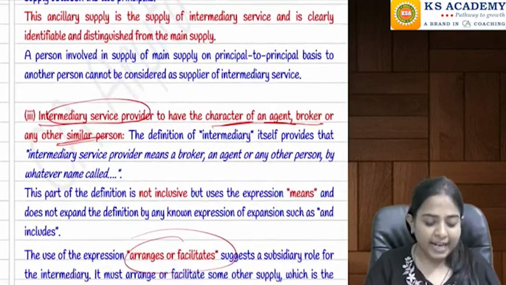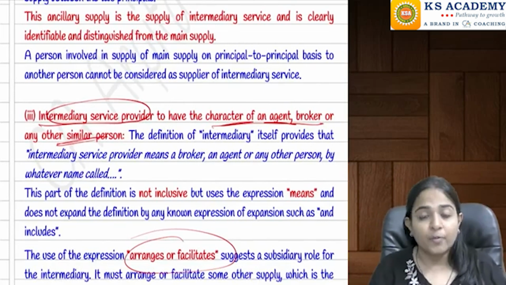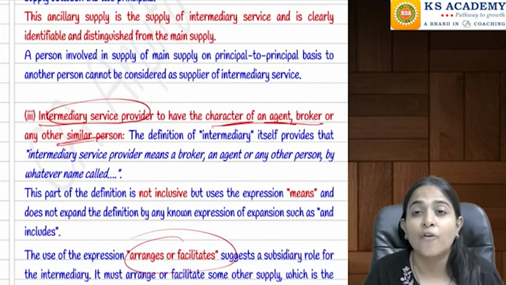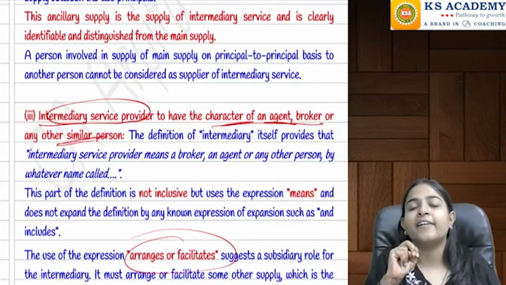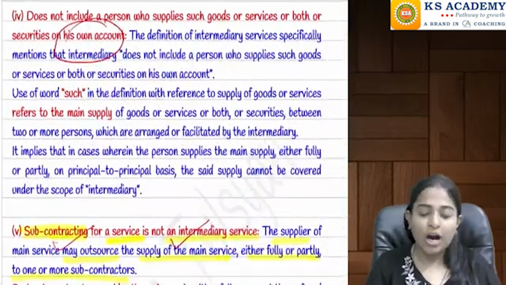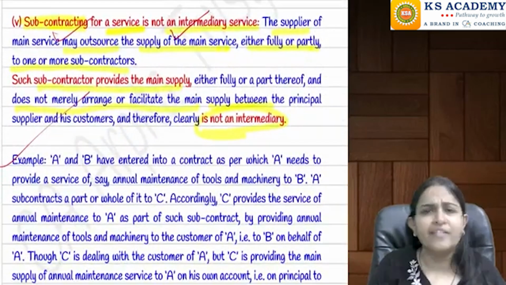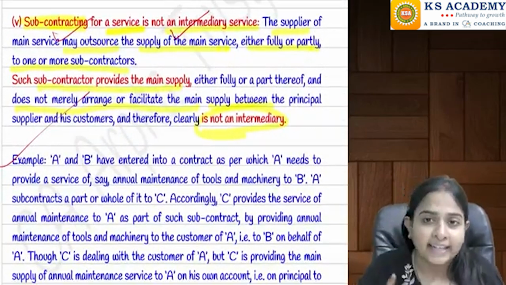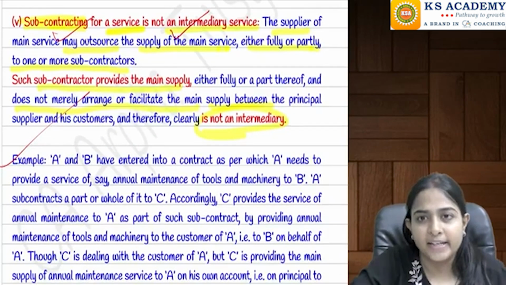Yes. Next one, intermediary service provider. As you can see here on the board, everyone, the intermediary service provider is going to have the characteristic of an agent, broker, etc. He is just facilitating the transaction between two persons. He is not doing the transaction on his own account. That is given here in the fourth point. And the next one, very, very important: subcontracting. Always remember, subcontracting is not an intermediary service.